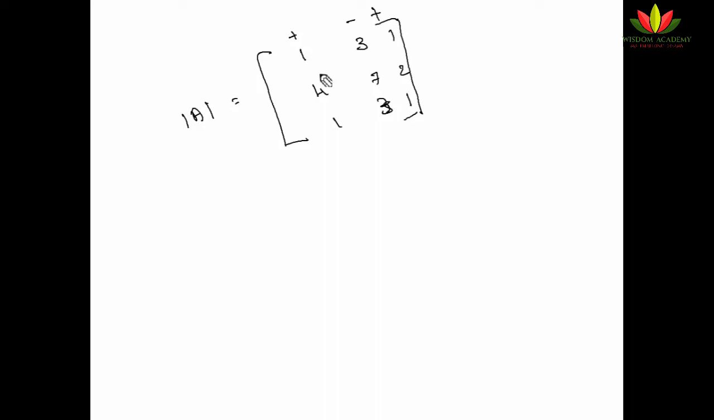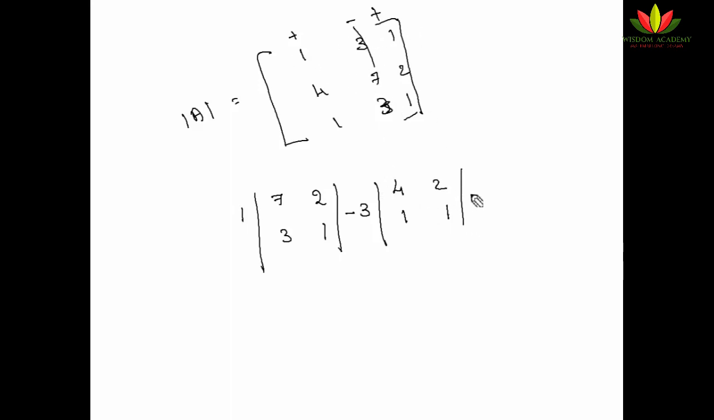Then I will find the minor of 1. How will I find the minor of 1? I will leave the row and column where the 1 is. So what is remaining? 7, 2, 3, 1, and multiply that number. Similarly, here I have minus, so I will put minus 3. I will leave this row and this column. What remaining will I have? 4, 2, 1, 1.